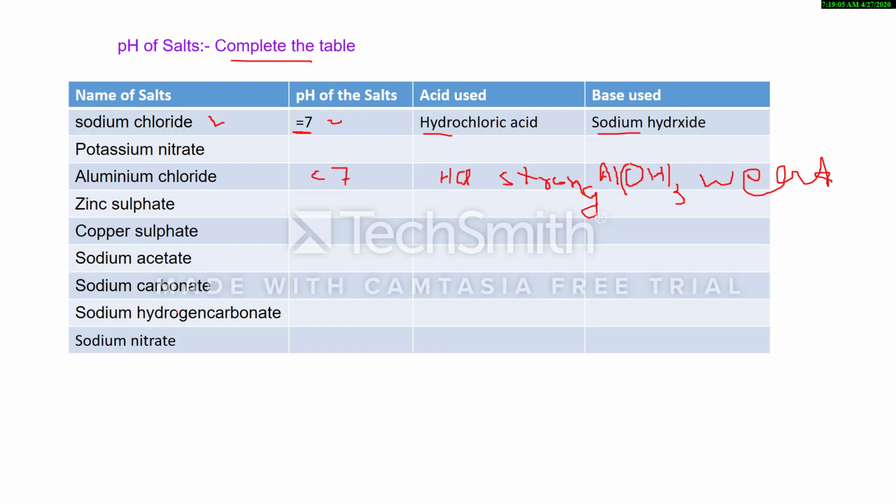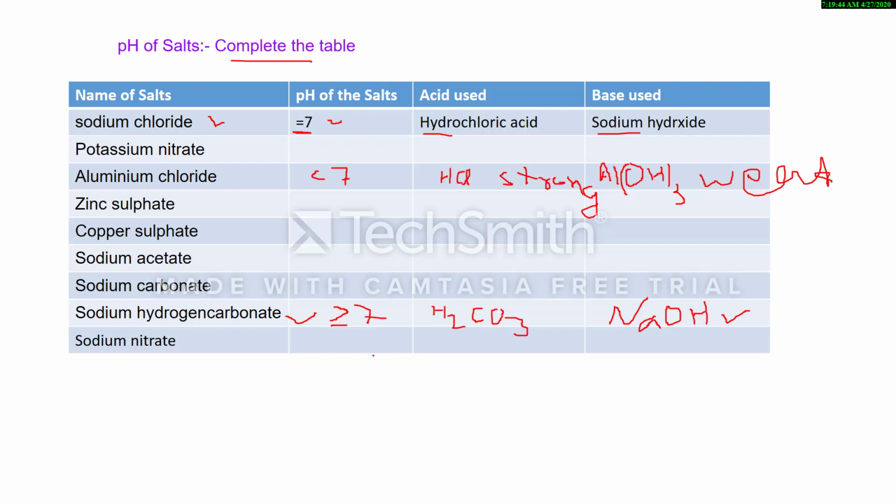Okay. Now one more example for you. This is sodium hydrogen carbonate. Which acid is used? The acid used is H2CO3, carbonic acid. And which base is used? Sodium hydroxide, NaOH. Now which one is stronger and which one is weaker? NaOH is a stronger base and H2CO3 is a weaker acid. That's why the aqueous solution of sodium hydrogen carbonate is alkaline or basic in nature, and its pH is greater than 7.